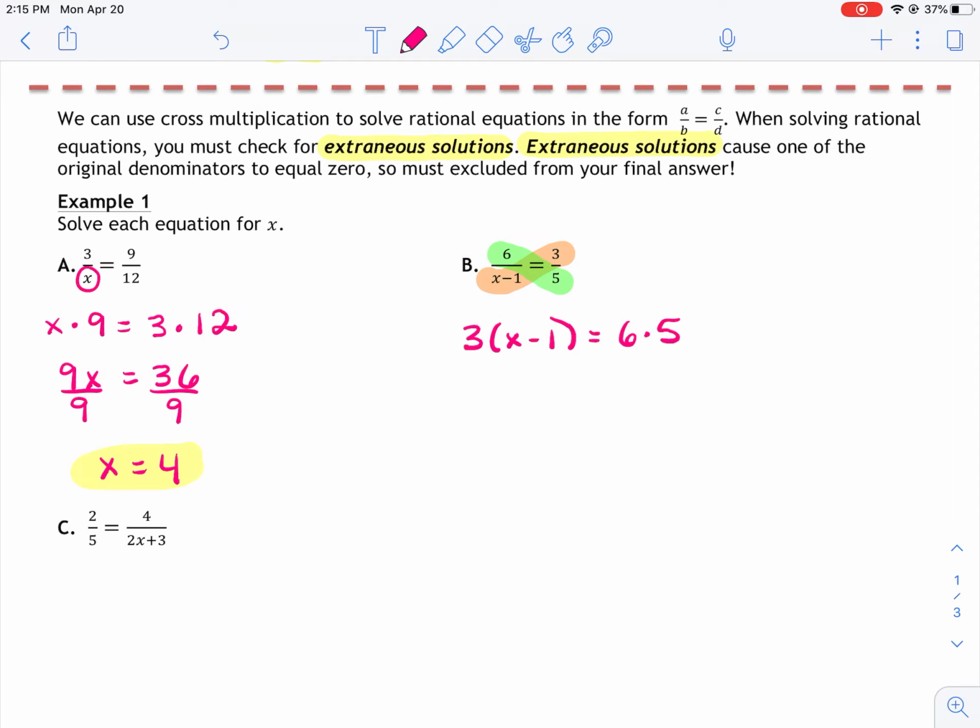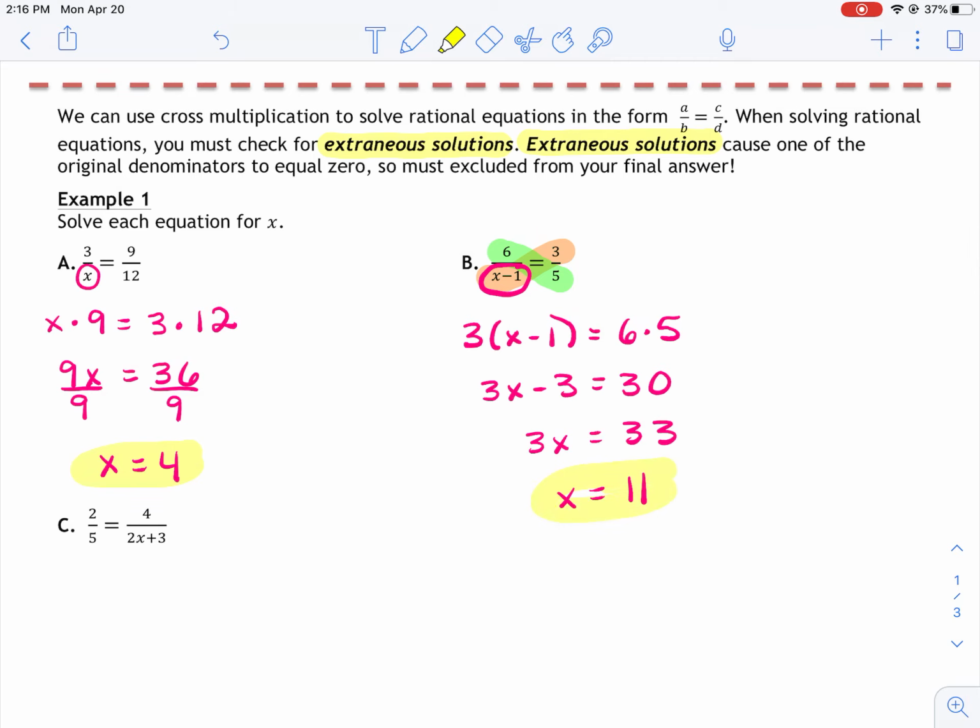And now we have to distribute that 3. So we get 3x minus 3 equals 6 times 5 is 30. And then we can add 3 to get 33 and divide by 3. 33 divided by 3 is 11. And notice if I put 11 in for x, I get 6 over 10 equals 3 over 5, which is true. And I don't have any division by 0, so I'm going to go ahead and highlight my answer.